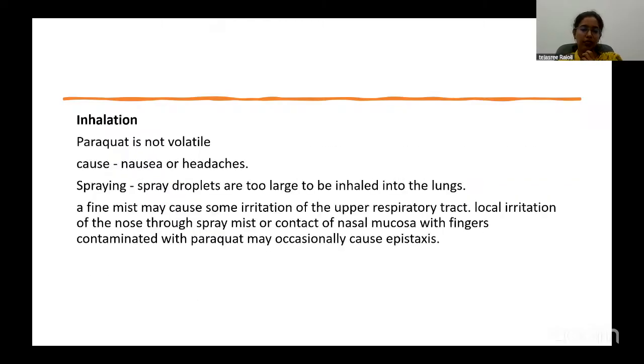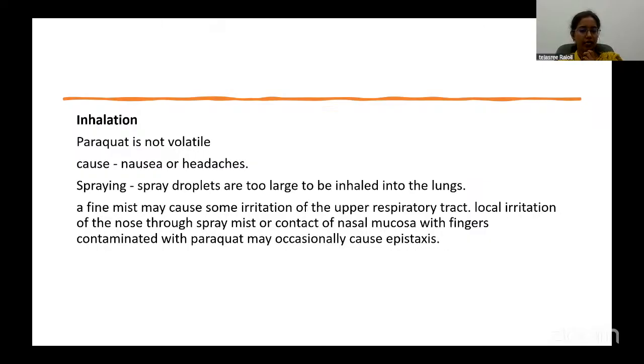So when it comes to inhalation, paraquat is non-volatile. Usually it causes nausea and headaches. With spraying, usually the droplets are very large and cannot be inhaled through the lungs. But with a fine mist, there is a possibility of upper respiratory tract exposure. Even then, it will cause only minimal irritation in the local area.